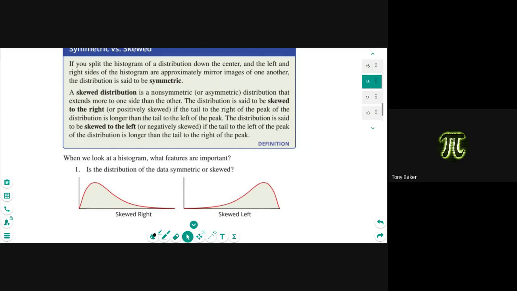So the right is a positive skew. Yes, so it's positive. And not necessarily positive as in good. It's because when we go to the next chapter, we're going to look at standard deviation. The left side's negative, the right side's positive in terms of standard deviation. So that's why it's positive and negative.